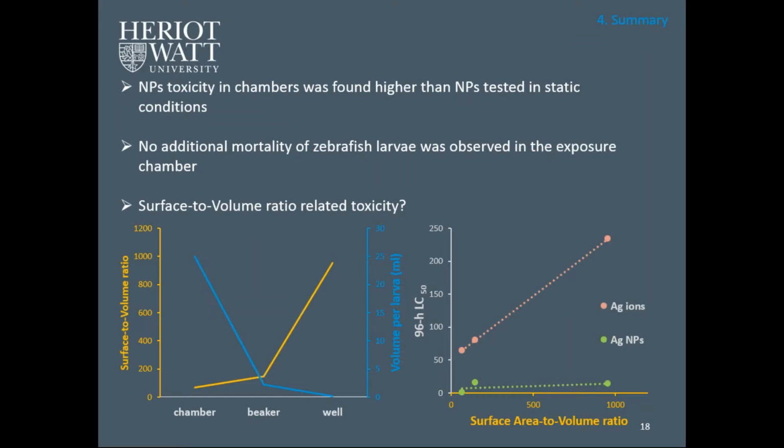So if we actually relate the data that we have in the toxicity with the LC50 values to the surface to volume ratio, we can find a nice correlation for the silver ions. However, there is a completely different pattern for the silver nanoparticles, so they don't behave like the silver ions.